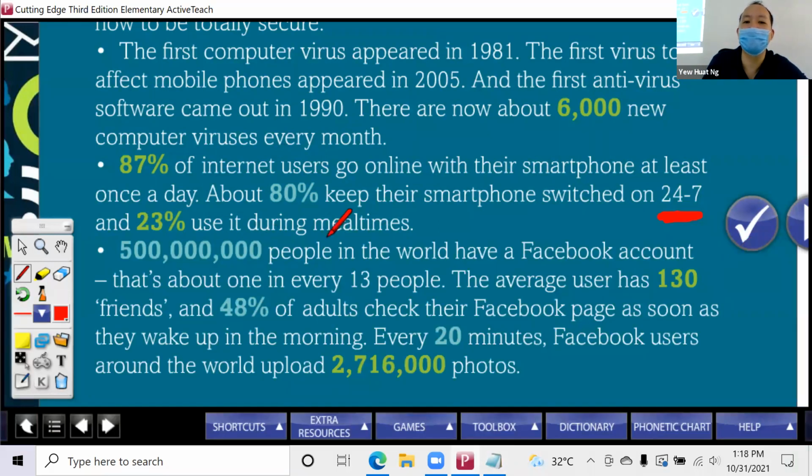23% use it during meal times. Do you use it during meal times? Depends. When you have dinner with people, you only use the smartphone, but when you eat separately. When you're eating alone like me, I love to eat and watch my phone. You know, my wife hates it. But it's enjoyable, right? Just eat quietly and just enjoy the show. I think very nice.